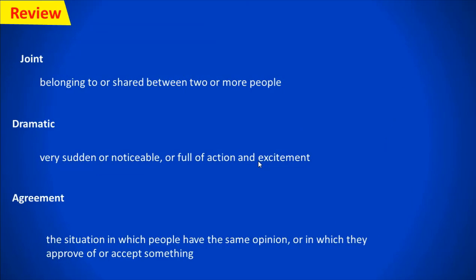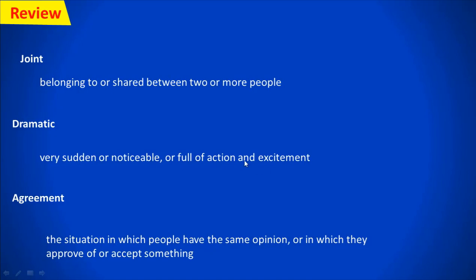Before moving to our lesson today, the teacher would like you to see some review words, like the word joint. Join without T is a verb, and joint with T can be a noun or adjective, meaning belonging to or shared between two or more people. The next word is dramatic, meaning sudden or noticeable, or full of action and excitement.